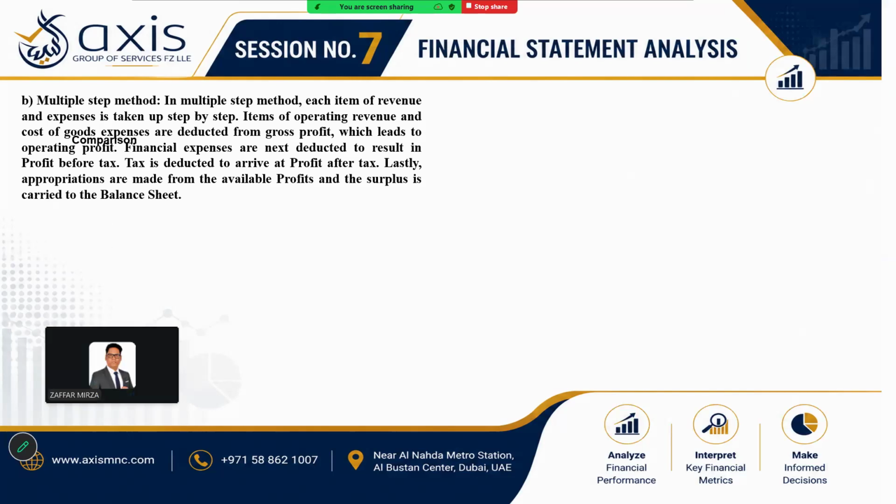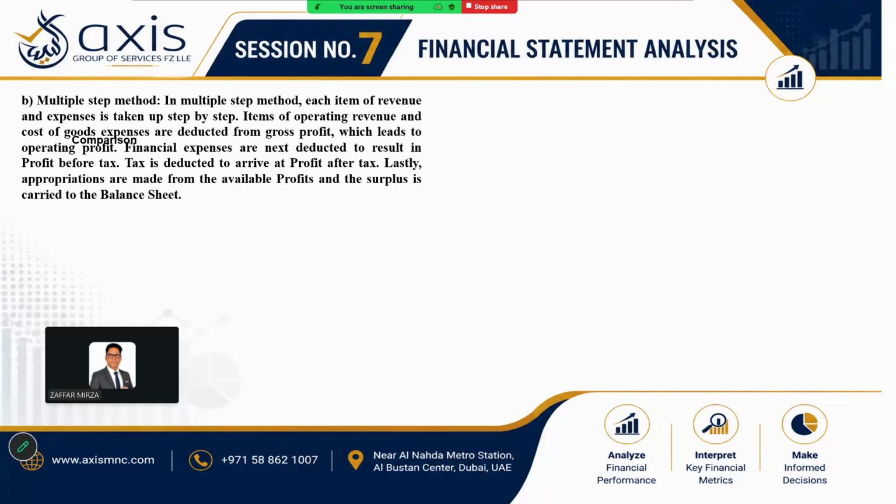Multiple step method. In a multiple step method, each item of revenue and expenses is taken up step by step. Items of operating revenue and the cost of goods expenses are deducted from the gross profit, which leads to the operating profit. Financial expenses are next deducted to result in the profit before tax, and tax is deducted to arrive at the profit after tax. Lastly, the appropriation account, which we learned.